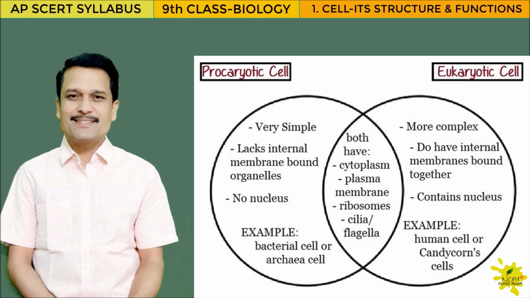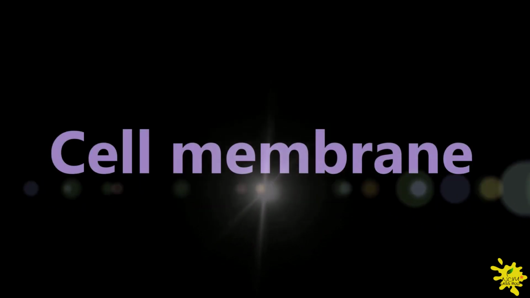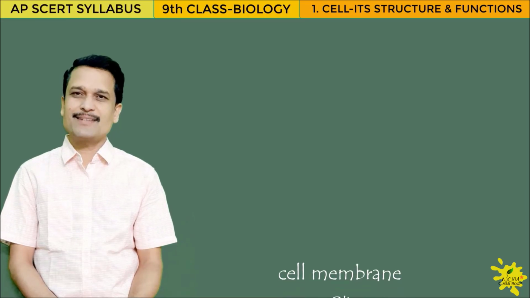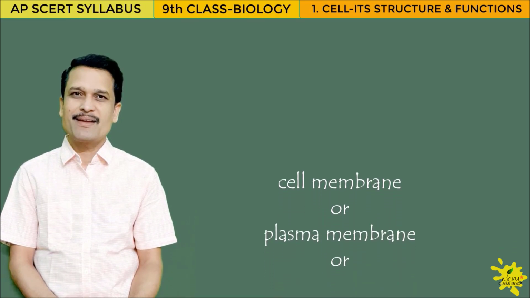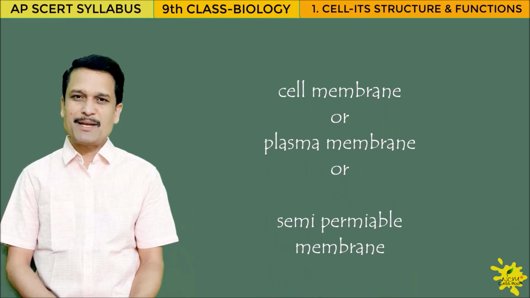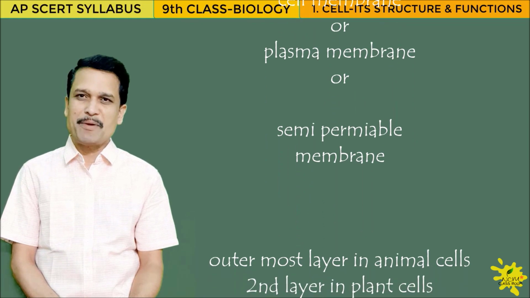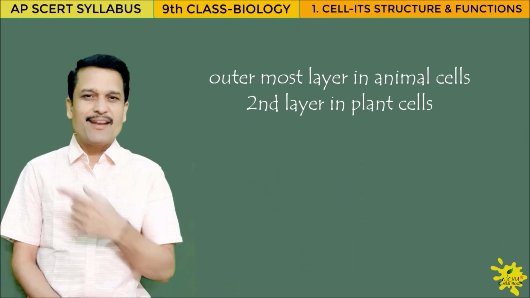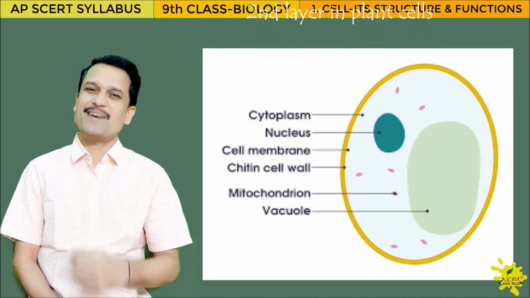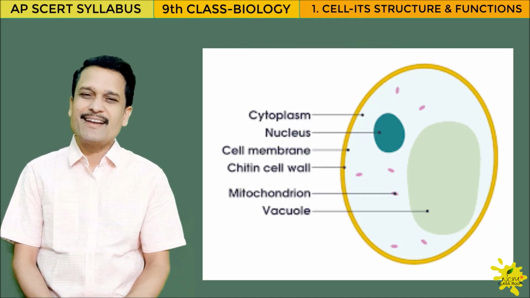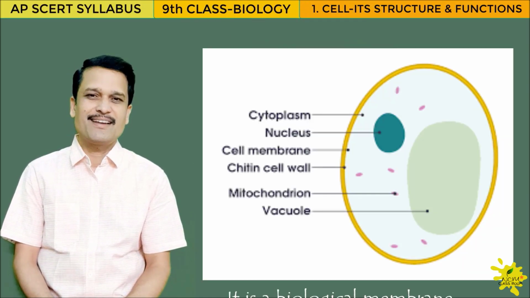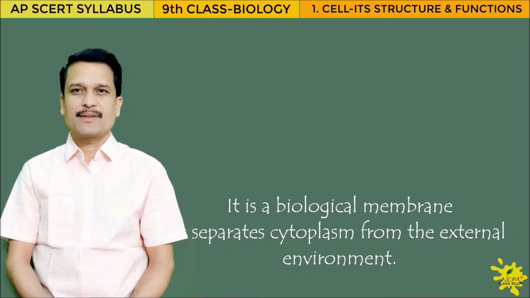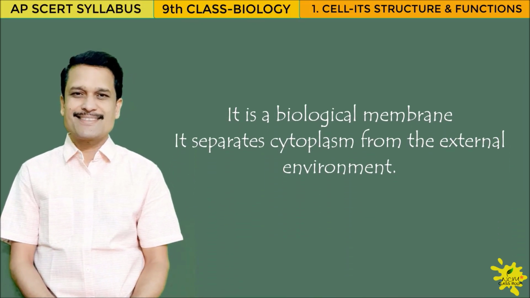Another subtopic is cell membrane. This is also called cytoplasmic membrane, plasma membrane, plasmalemma, or semi-permeable membrane. This is the outermost layer in animal cells. But this is the second layer in plant cells. It lies below the cell wall. Let us see the structure.